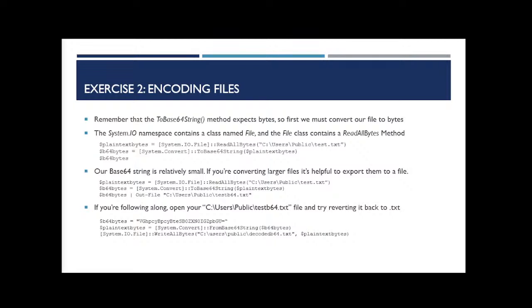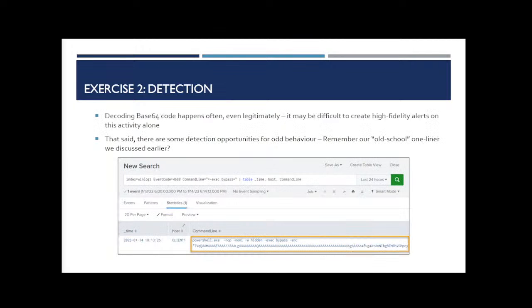Remember the base64 string method expects an array of bytes. So what we can do is import a file, convert it to bytes, convert that to base64, and then we can work with that. If we're following along, you can create one called C:\Users\Public\test to create a plain text file. What it's going to do is create a text file and save it to C:\Users\Public\test.b64. We'll fast forward a little bit because I'm not sure how many people are following along.